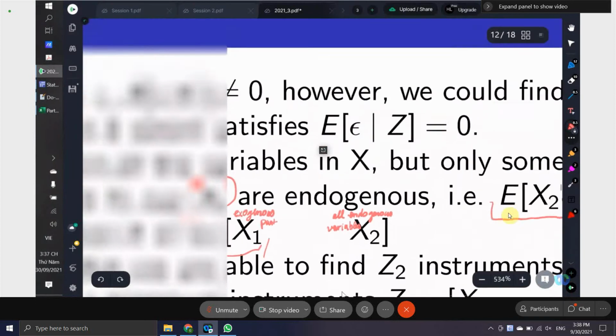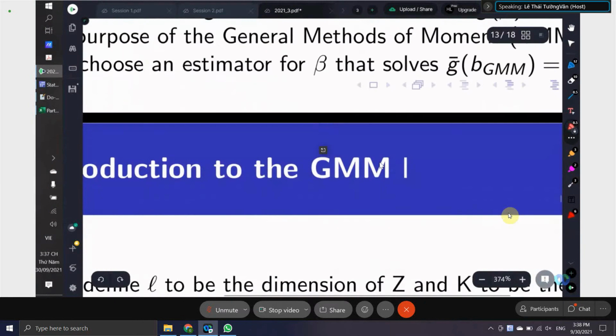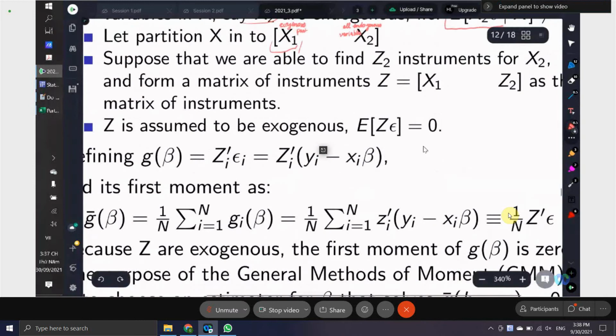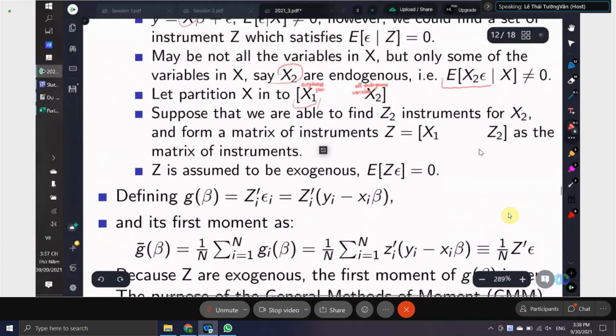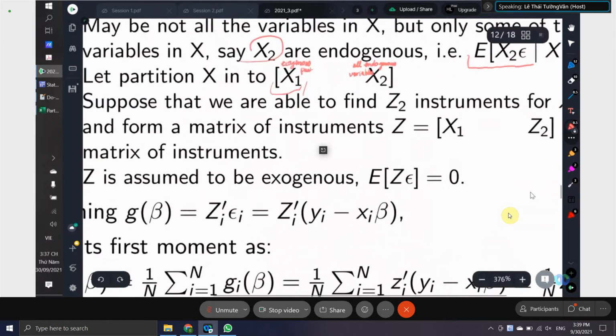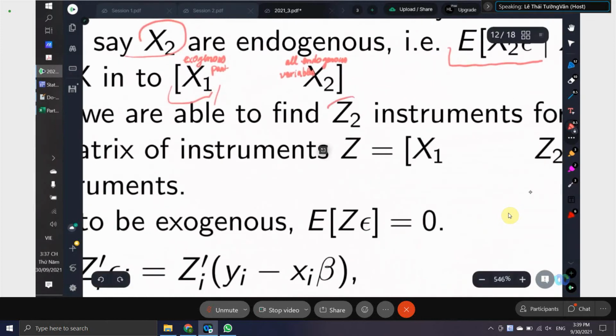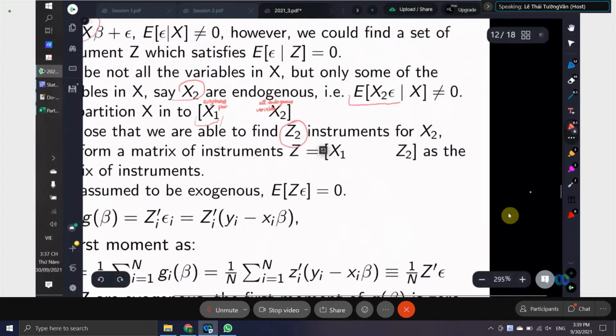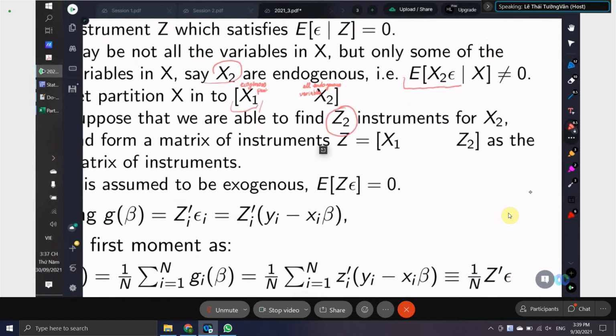Variables. Okay, this is how we make it. Suppose that we could find the number of instruments Z2 for X2. So X1 are exogenous, so they are the instrument for themselves. The X2 are endogenous, so we need to find the number of instruments, let's put them into a set Z2. So Z2 is the instrument for X2.